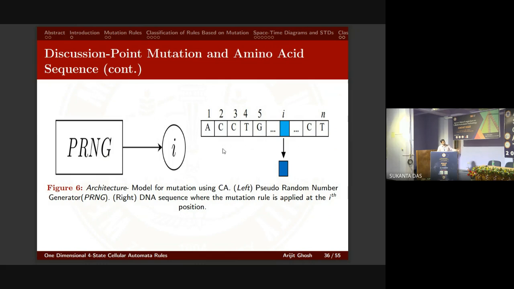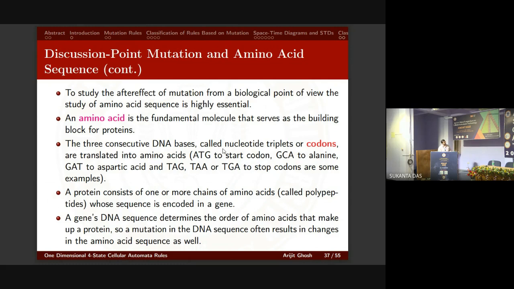Next, on amino acid and its properties. To study the after effect of mutation from a biological point of view, the study of amino acid sequence is highly essential. An amino acid is the fundamental molecule that serves as building block for proteins. The three consecutive DNA bases, also called nucleotide triplets or codons, are translated into amino acids. A protein consists of one or more chains of amino acids called polypeptides whose sequences are encoded in the DNA sequence. A gene's DNA sequence determines the order of amino acids that make up a protein. So a mutation in the DNA sequence often results in changes in amino acid sequence as well.